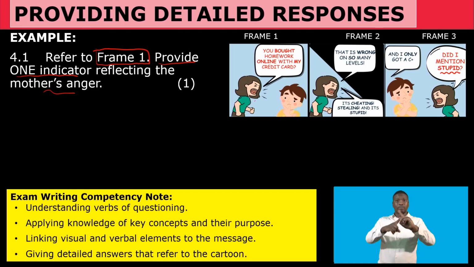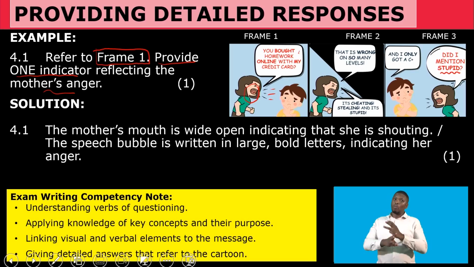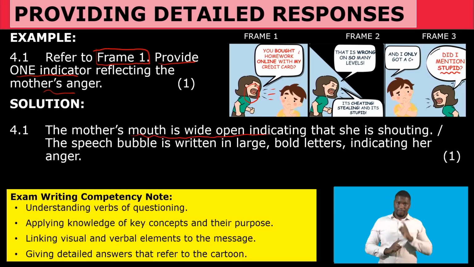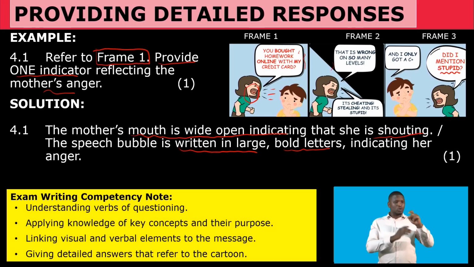So you can look at her facial expressions. Her mouth is wide open. There are some lines there to show the sounds coming out, and of course the bold words. So that is exactly what the answer says. Her mouth is wide open, indicating that she's shouting, and the speech bubble is written in large, bold letters, indicating her anger. Make sure that you don't confuse capital letters. As you can see, the entire cartoon is written in capital letters.